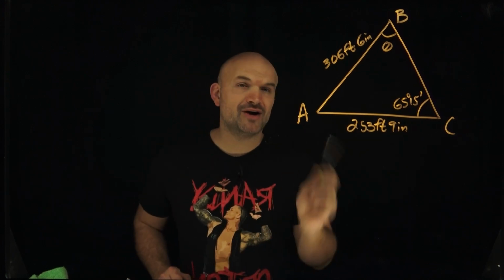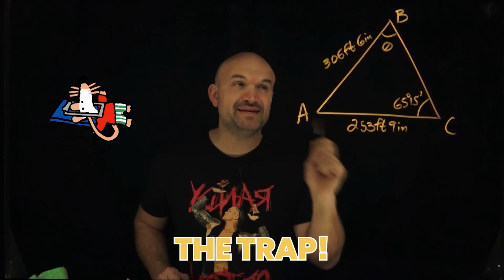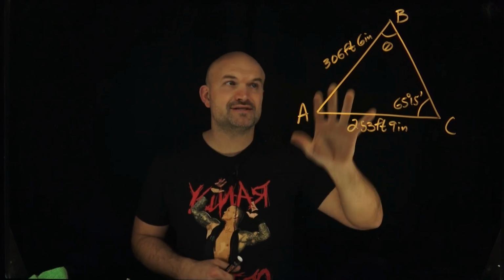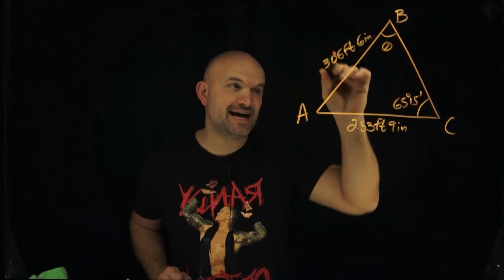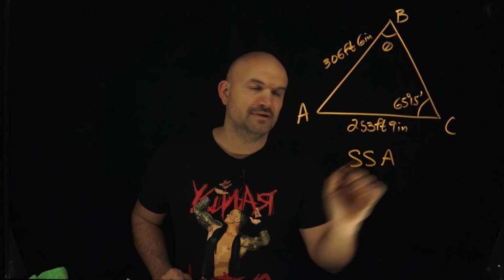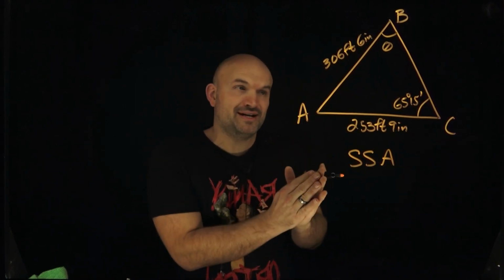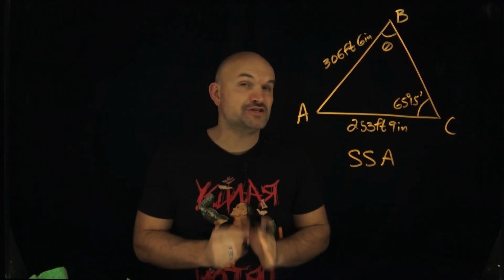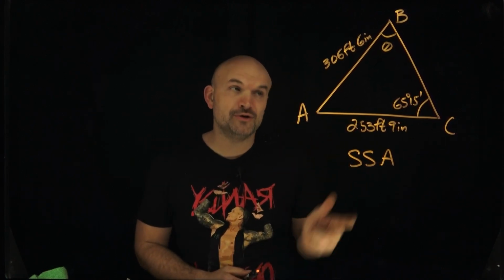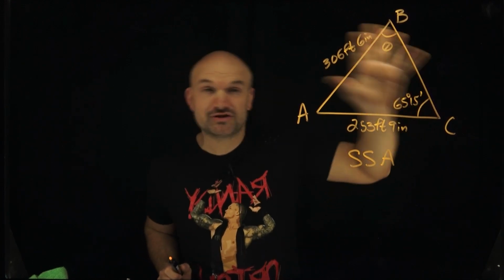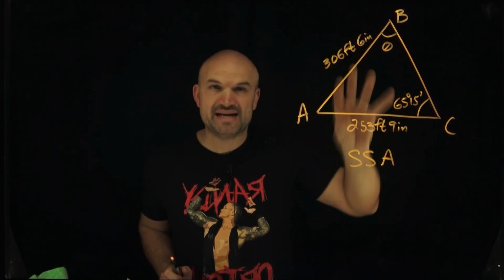On this problem, you've got to be aware of the trap. And the trap is going to be the ambiguous case. See, what we have here is an oblique triangle, and what we have here is side, side, angle. Now, side, side, angle, unfortunately, unless we have a right angle somewhere in here, does not give us enough information to know if we have 1, 2, or actually no triangles. Actually, this triangle could not be constructed based on these measurements.